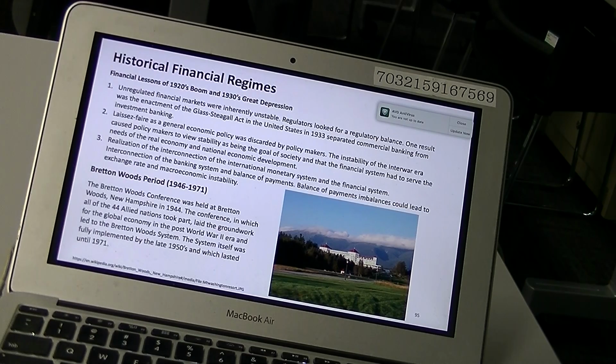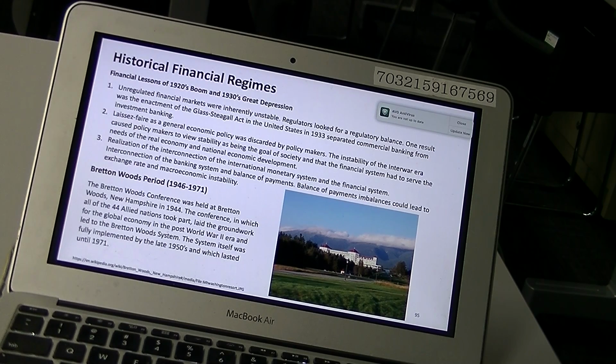Laissez-faire is a French word. It means leave it alone. It means basically a lack of regulation. The instability in a war period caused policymakers to view stability as being the goal of society, and that the financial system had to serve the needs of the real economy and national economic development.